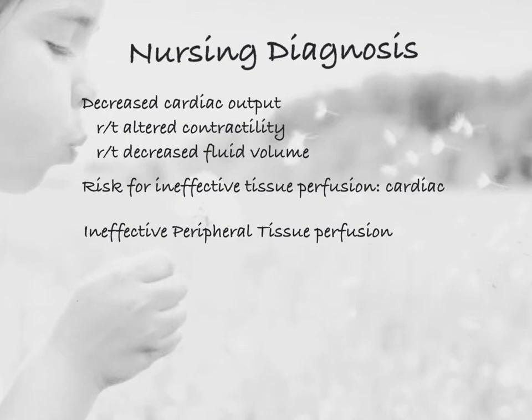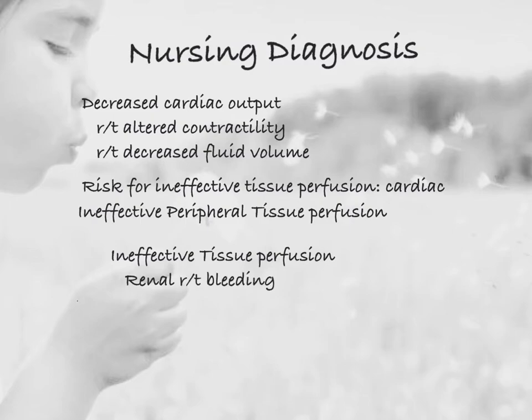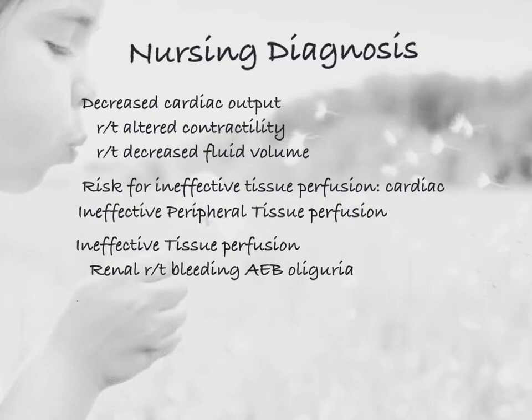Ineffective tissue perfusion to a system or organ, like that, let's say there was injury. And we've noticed that there is poor renal output, your kidneys aren't putting out, and we can say renal. Related to, we could say bleeding. Patient has no blood volume, as evidenced by oliguria. Okay, so that could be like a nursing diagnosis that relates to ineffective tissue perfusion.